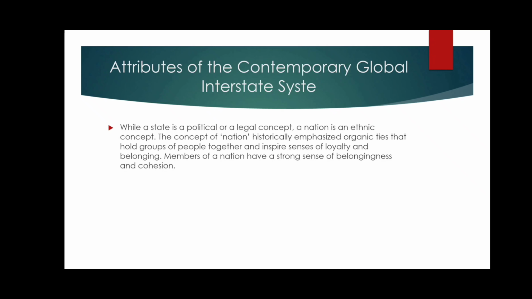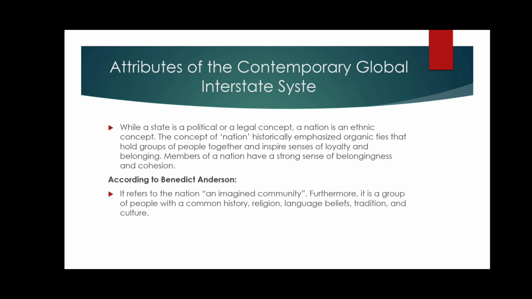While state is a political or legal concept, a nation is an ethnic concept. The concept of nation historically emphasizes organic ties that hold groups of people together and inspire senses of loyalty and belonging. Members of a nation have a strong sense of belongingness and cohesion. According to Benedict Anderson, a nation is an imagined community. Furthermore, it is a group of people with a common history, religion, language, beliefs, tradition, and culture.